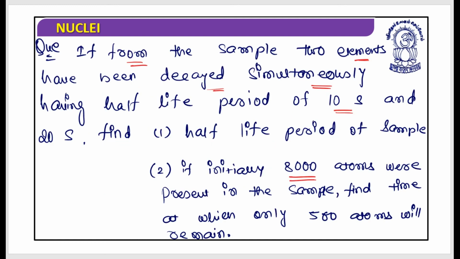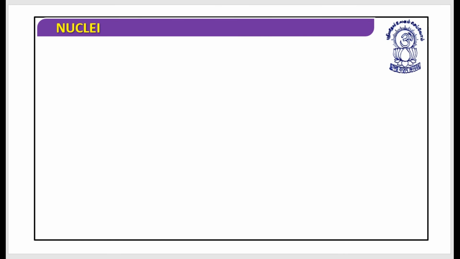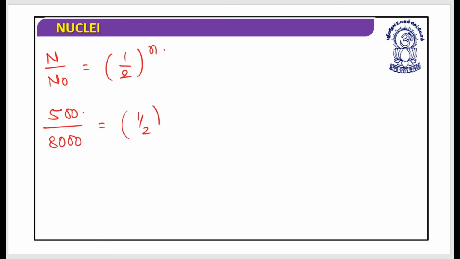And initially this contains 8,000 atoms, and now they want to know at which time only 500 atoms will remain in the sample. So we are doing the same thing. n by n naught is equal to 1 by 2 to the power n. This is 500 by 8,000, which is 1 by 16, equal to 1 by 2 to the power n. And from this, n is equal to 4.